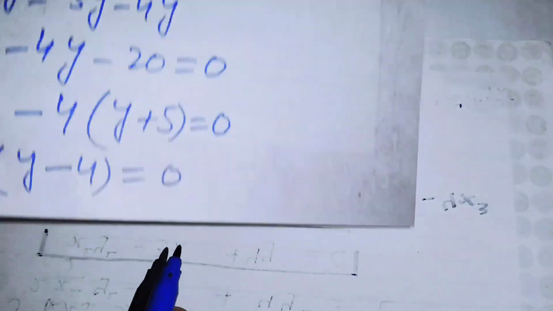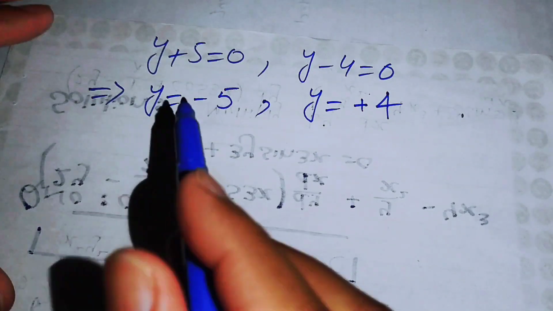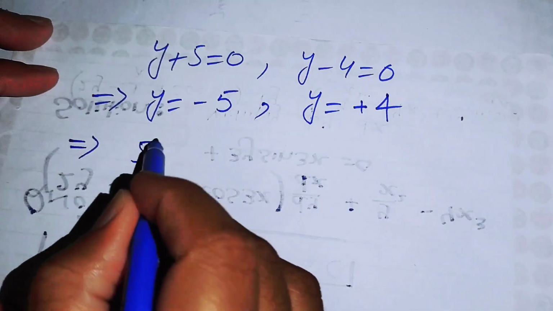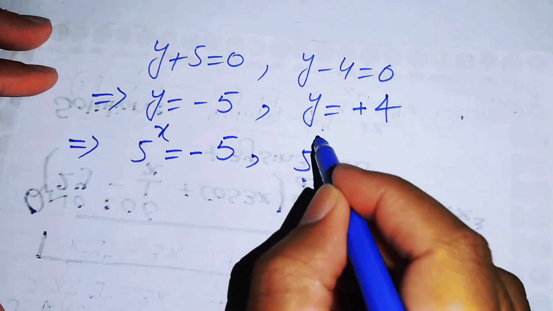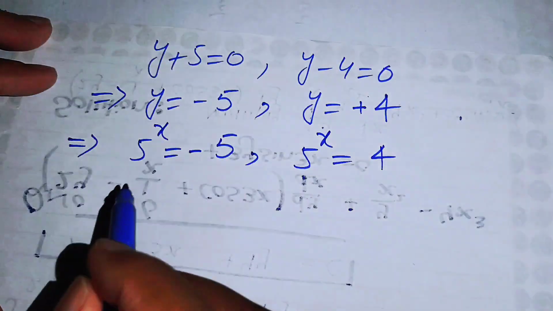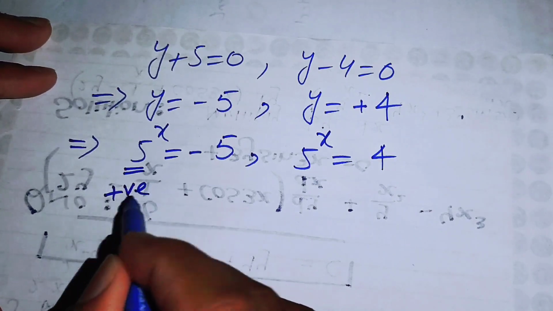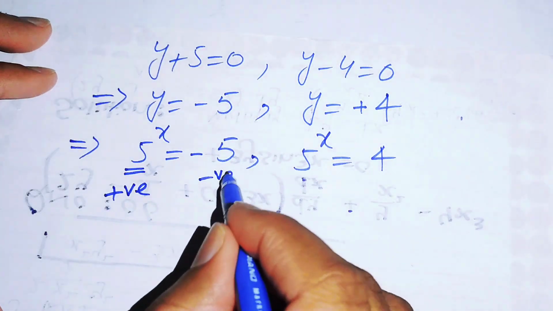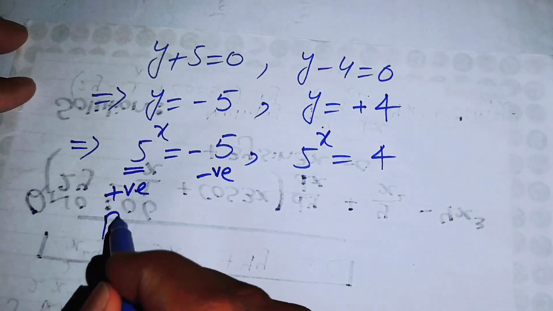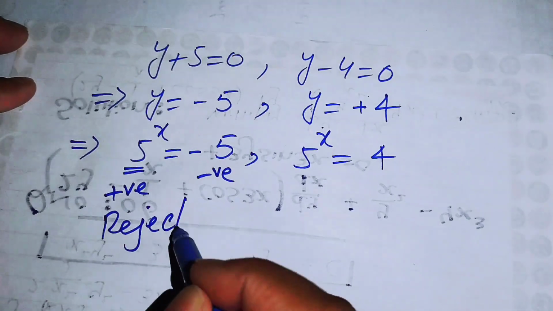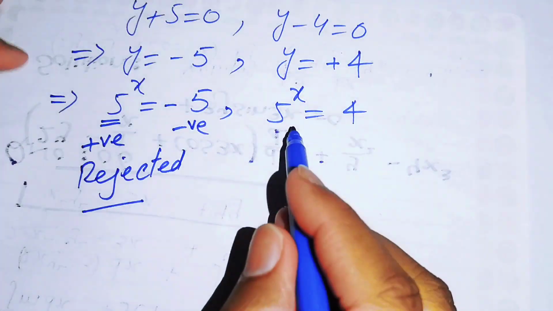In the start of the question we took y is equal to 5 to the power of x, so we can back substitute the value, and it becomes 5 to the power of x is equal to minus 5, and 5 to the power of x is equal to 4. Here you can see that the exponential function always gives a positive value, and this is a negative value. Positive and negative values cannot be equal, so it is not possible, so we reject this case and proceed with the other case only.